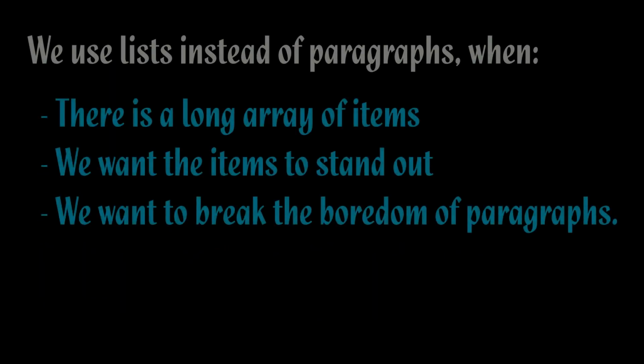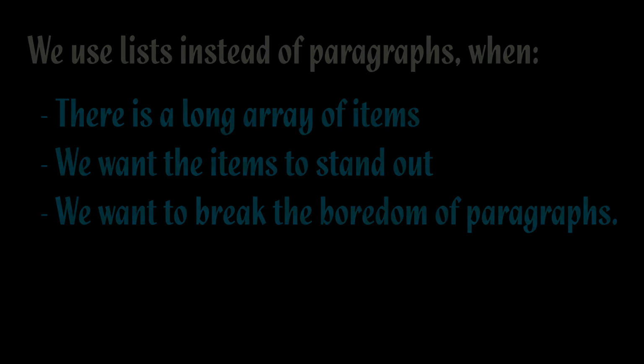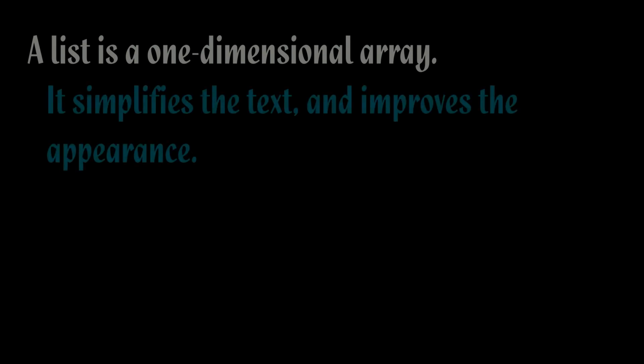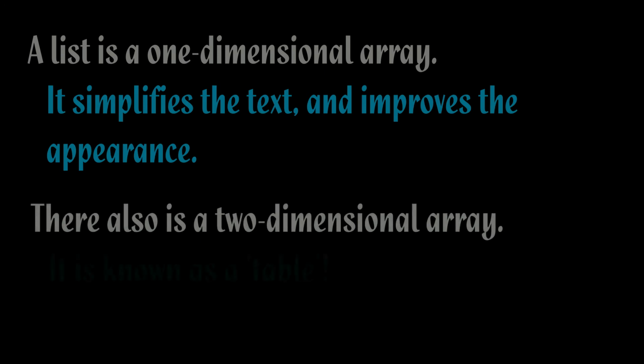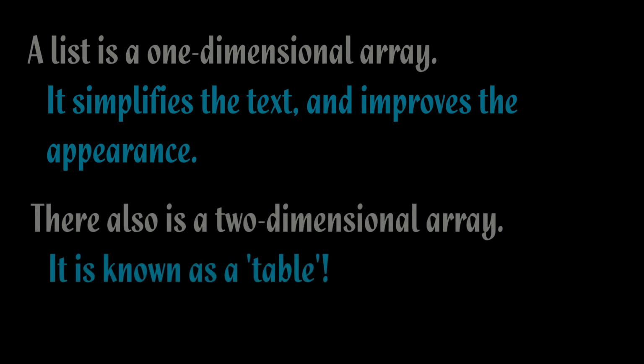We use lists instead of paragraphs. When there is a long array of items, we want the items to stand out, we want to break the boredom of paragraphs. A list is a one-dimensional array. It simplifies the text, and improves the appearance. There also is a two-dimensional array. It is known as a table.